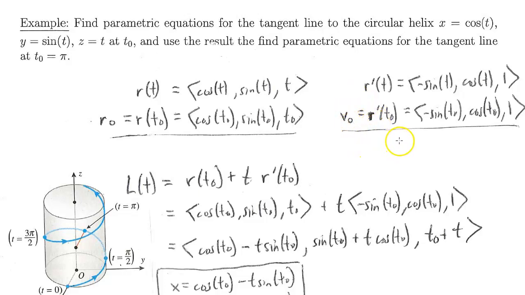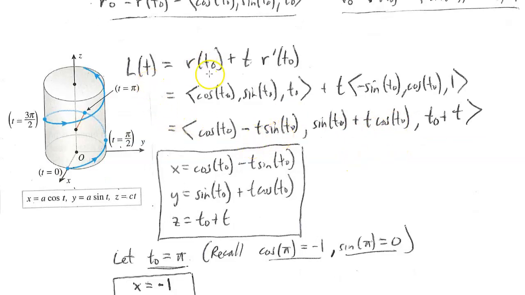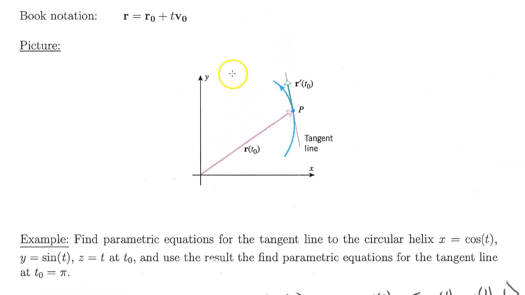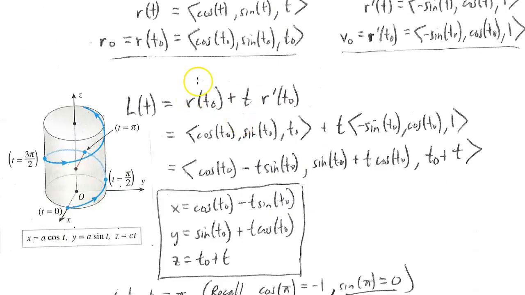Okay. All right, so our vector valued function, or equation for the tangent line, is going to be L of t equals r of t naught plus t times r prime of t naught. That's what we said right up here. That's just this equation rewritten again. Okay, so let's plug things in.